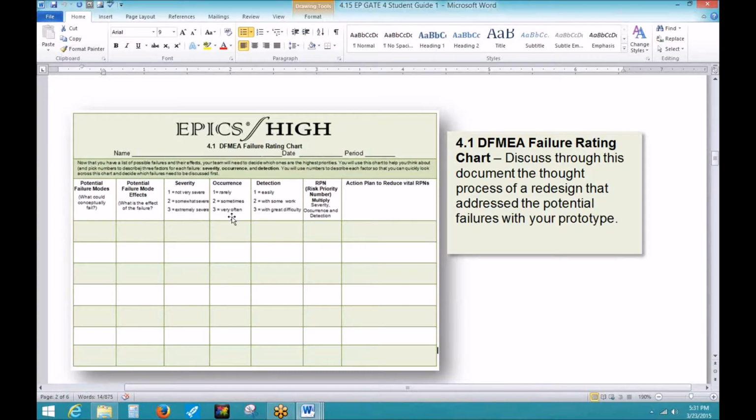Here's your severity, the occurrence. Will it happen all the time? Will it happen rarely? Sometimes. Again, this is going to be used with your testing also to determine this. And how easy is it to detect? Can you see it? Can you not see it? Those are just those detections. And your risk priority number. Is it severe? Is it okay?